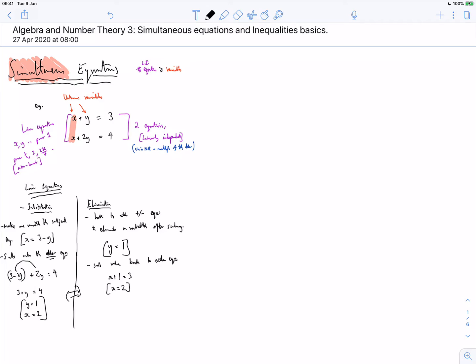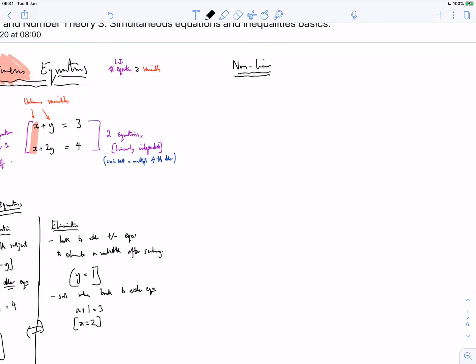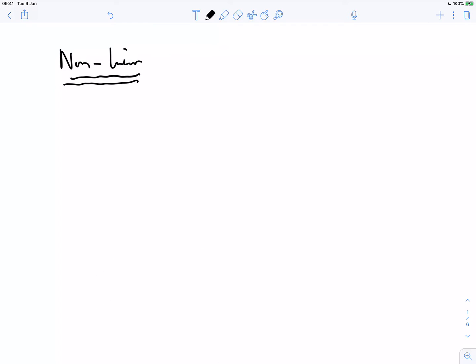How do you solve simultaneous equations when one is linear and one is non-linear? So, non-linear simultaneous equations. Well, there's various tricks. You can use substitution. That's always a good way. That's just done by rearranging one equation into another.